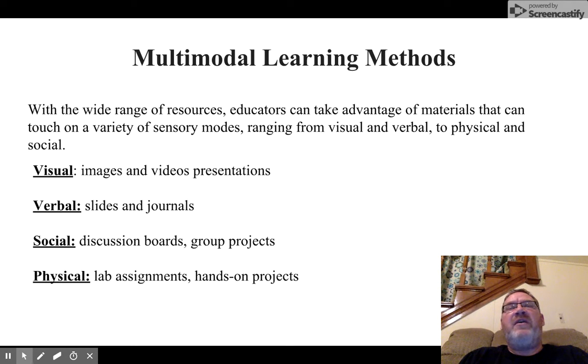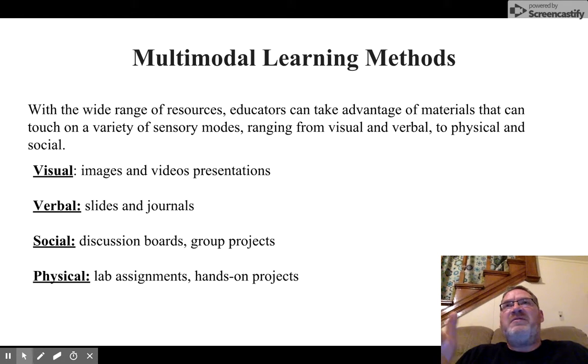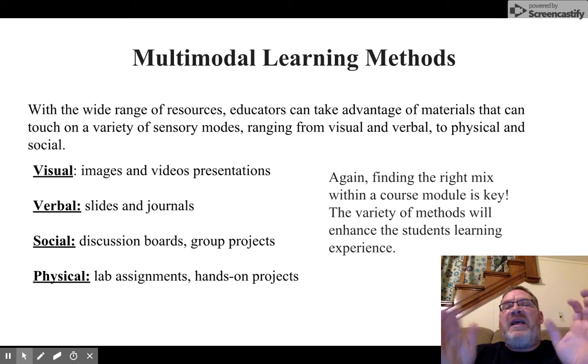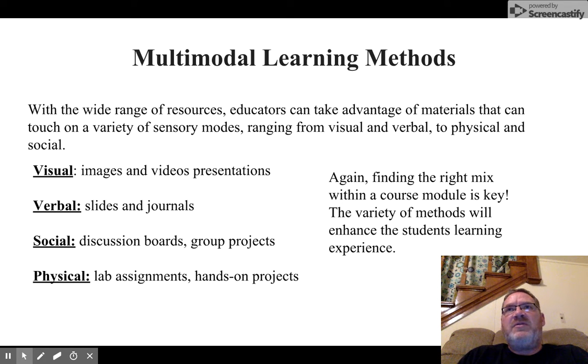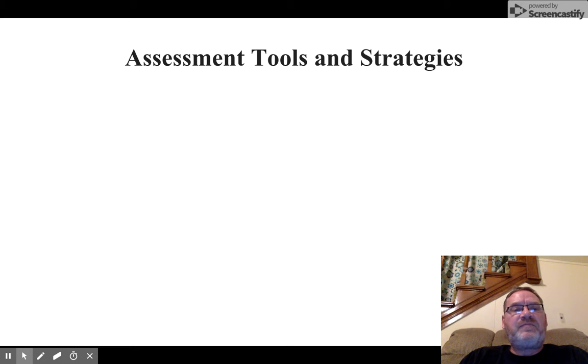We can use videos. We have students that are visual learners. They take advantage of the images and the videos. We have students that are verbal learners, social learners. Take advantage of discussion boards and group projects. Physical, hands-on projects work for students. But again, it's important to find the right mix of all this. We can't focus on just one type of learning method. We've actually got to use maybe these four and other learning methods to enhance our students' abilities.